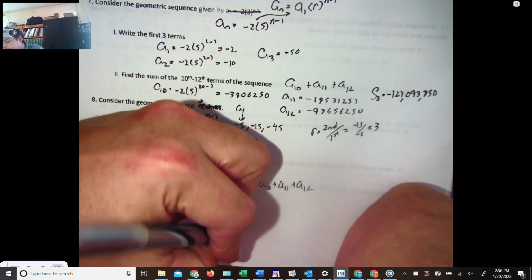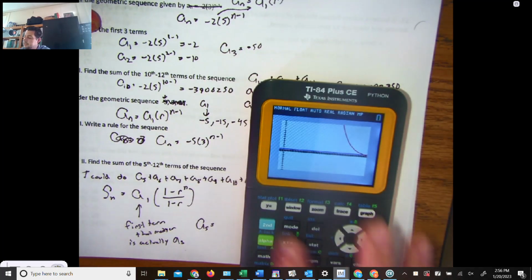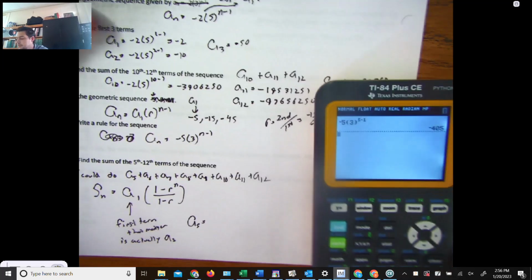So I do have to go off to the side and find a sub 5. I have to do it. So I take the little rule that I wrote, negative 3, parentheses 3, rooftop to the 5 minus 1, and I just push the buttons. It's negative 405.